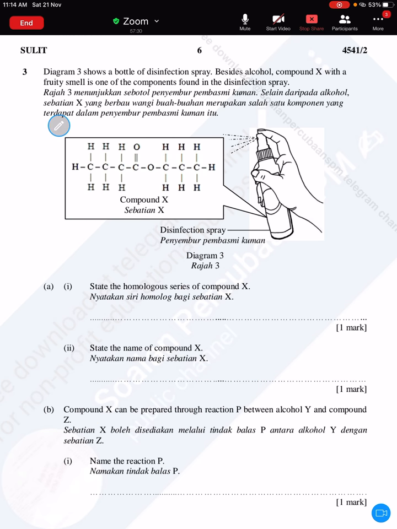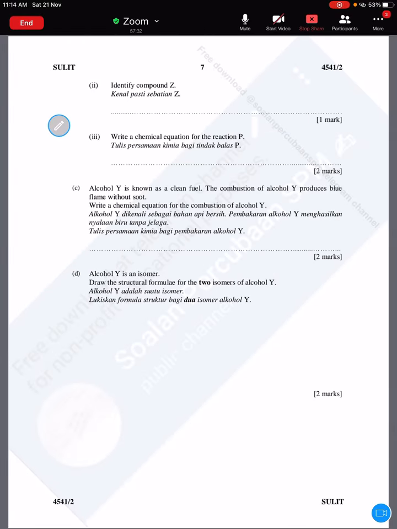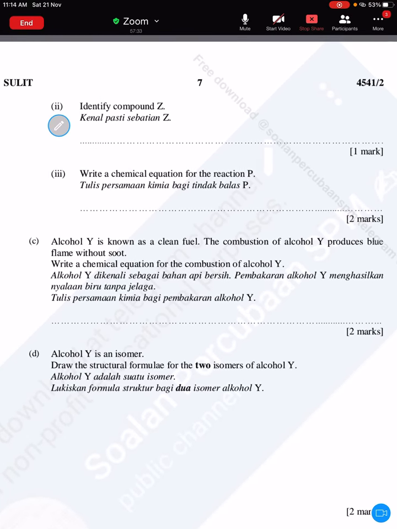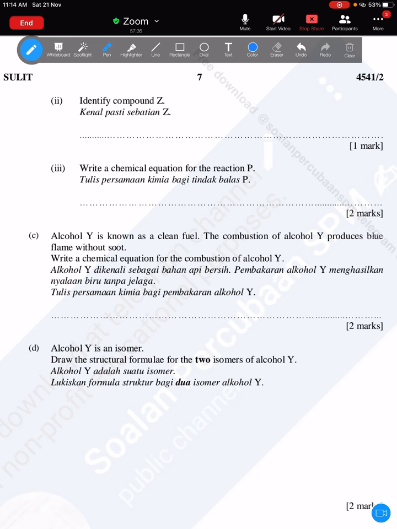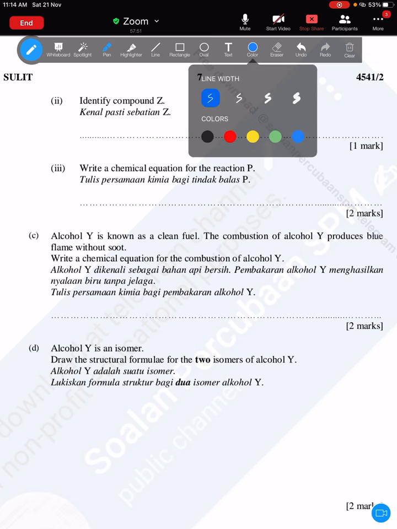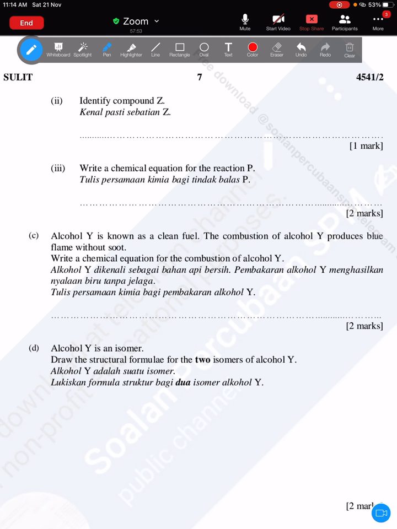And we go back to this one. Okay, identify compound Z. I already told you, compound Z is a carboxylic acid. Therefore, that carboxylic acid has 4 carbon. What is the name of that carboxylic acid? Very good. It's butanoic acid. The word acid you must mention.